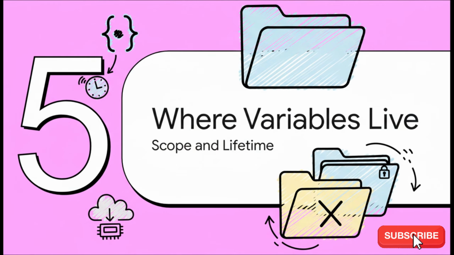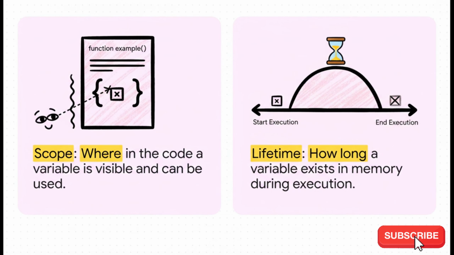Okay, so we've covered how to declare and initialize our variables. Now let's kind of zoom out a bit. We need to understand where these variables live inside our program and for how long. And that brings us to the concepts of scope and lifetime. Now, it's super easy to get these two mixed up, but this slide lays it out perfectly. Scope is all about visibility. It's where in your code you're allowed to use the variable's name. Lifetime, on the other hand, is about existence. It's how long that variable's memory box is actually around while the program is running. They're related, for sure, but they are not the same thing.